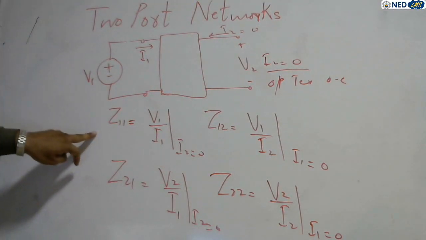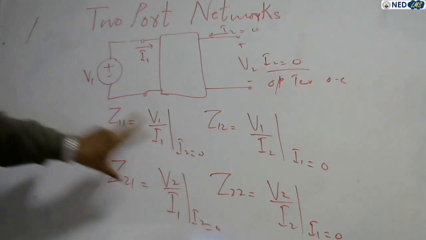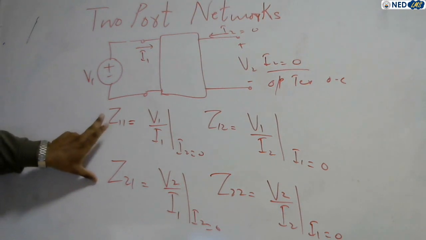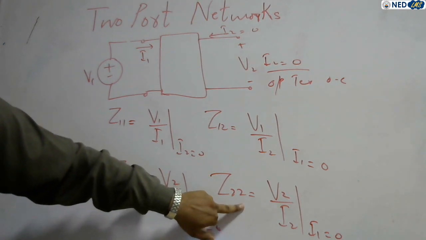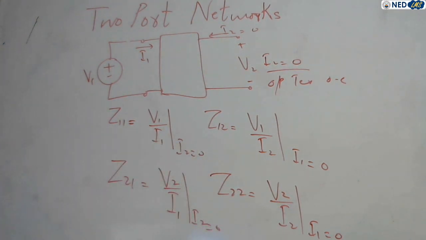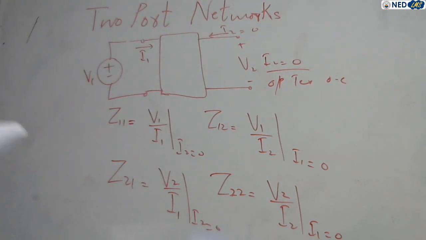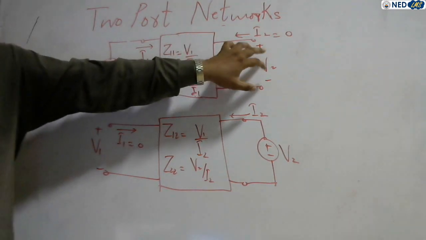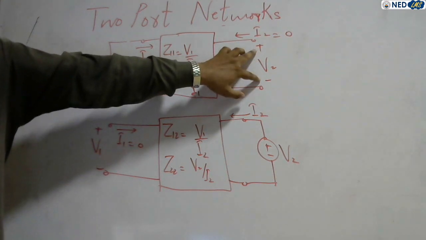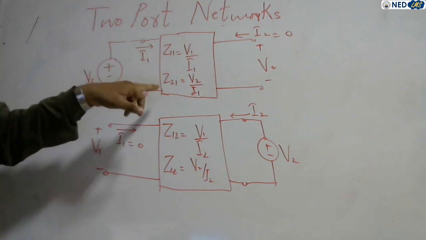See, in all four cases, I2 equals 0 when we are calculating the impedance of port 1, and I1 is 0 when we are calculating the port 2 impedance, right? So remember this. You can see that terminal 2 is open circuit, but the voltage V2 appears over it, while I2 is 0 because it is open circuit. So the parameters are Z11, Z21.